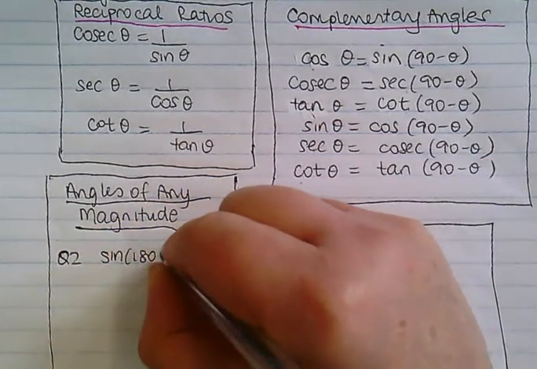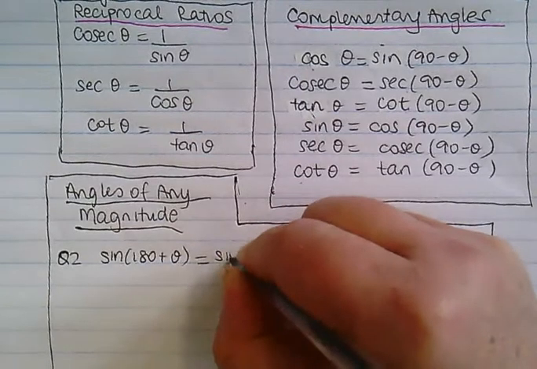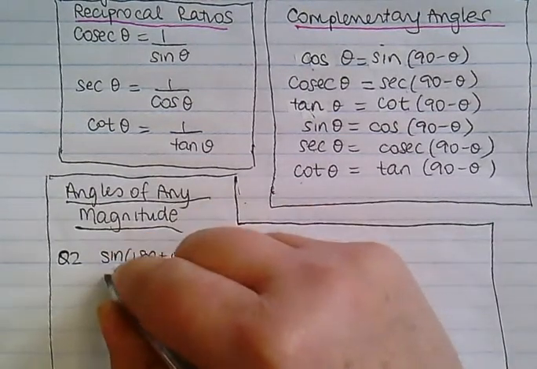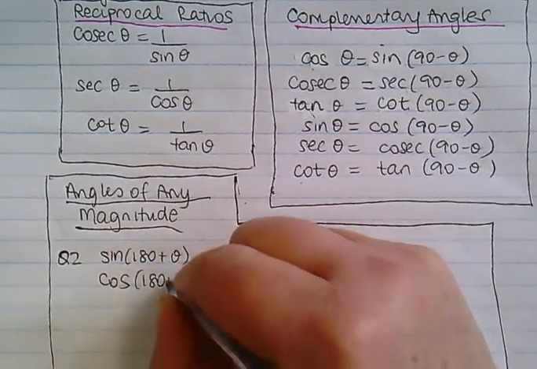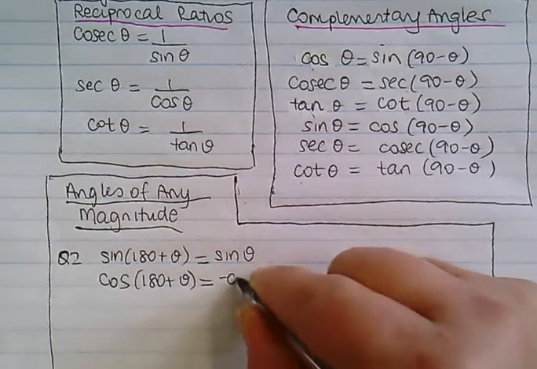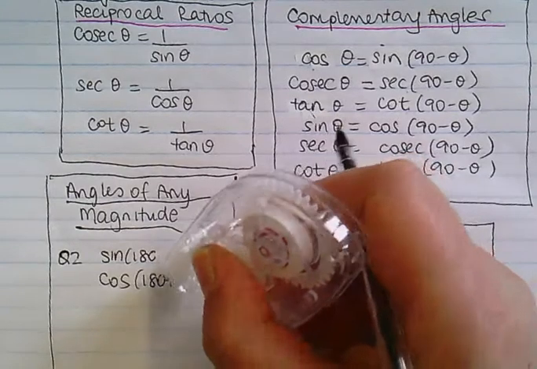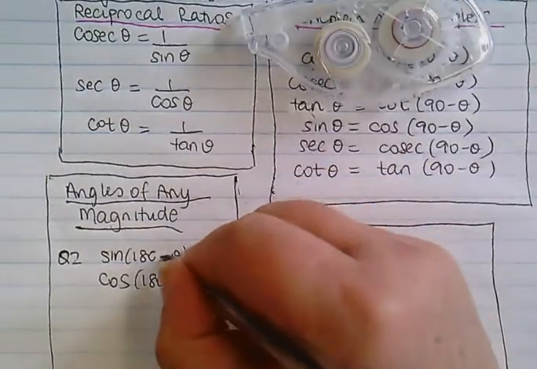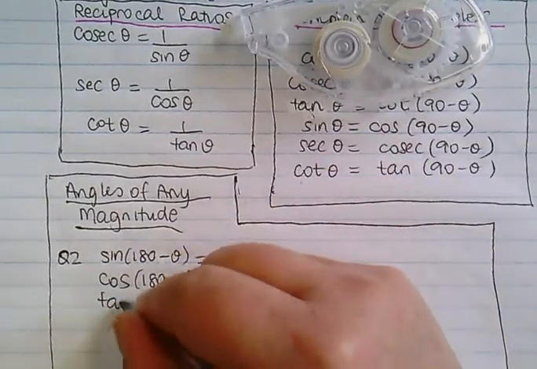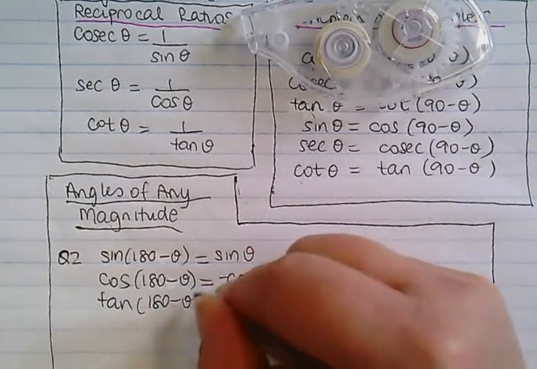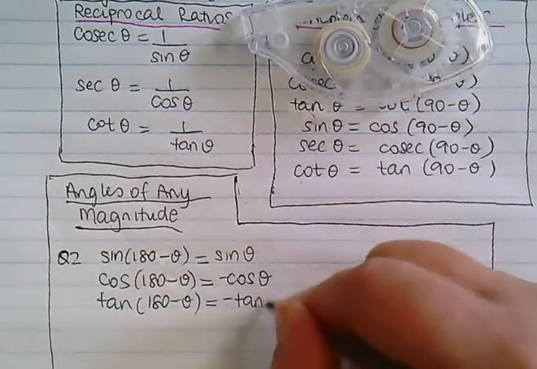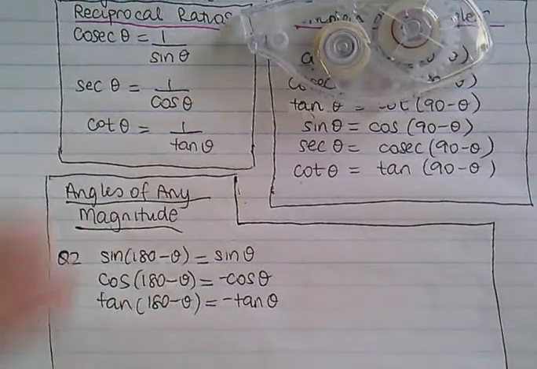Sine of 180 minus theta is just the same as sine theta. Cos of 180 minus theta. Cos is negative in quadrant 2. Oh no, that's quadrant 3 there, sorry. Put minus. Minus cos theta. Tan of 180 minus theta is negative tan theta. They're my quadrant 2 angles.